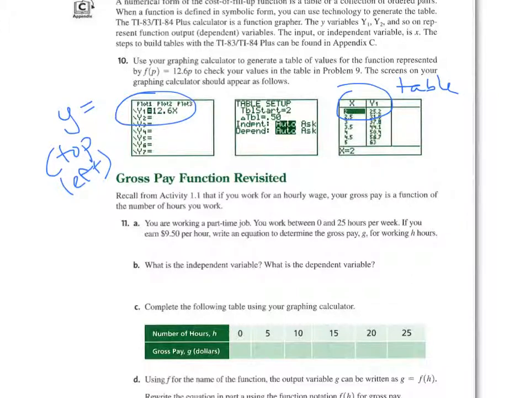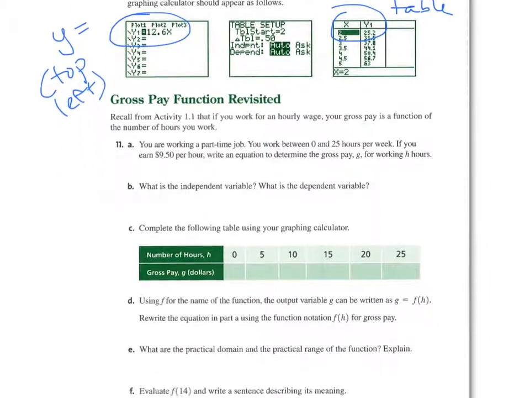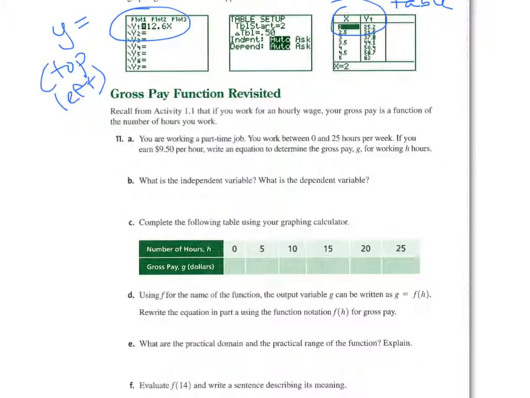Okay, so let's look at just one last problem. Okay, this comes back to the one we were doing in activity 1.1. Okay, so we're going to try to write an equation, and we'll write it in both function notation and regular. Okay, so this one was where you earn $9.50 per hour. Okay, so our total pay would be $9.50 per hour that I work.